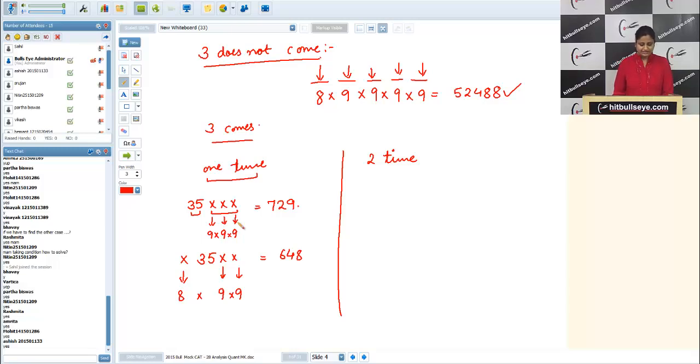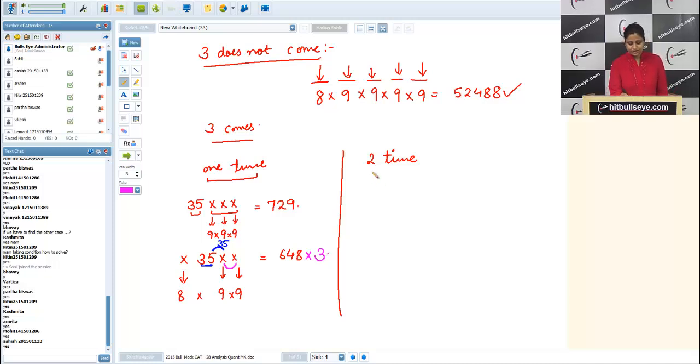We can take more cases where 35, instead of this, we can use 35 here. At third and fourth place, we can use 35 here at fourth and fifth place. So corresponding to this, we'll get the same number of integers. So I'm directly multiplying this by 3. So my number will be 729 or 648 into 3.